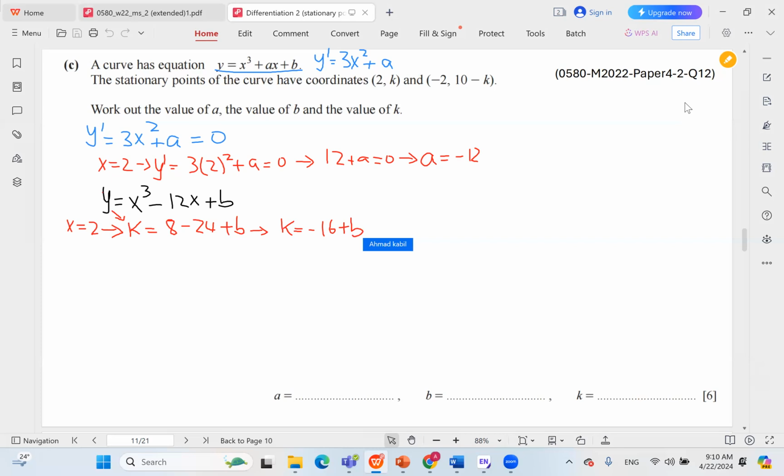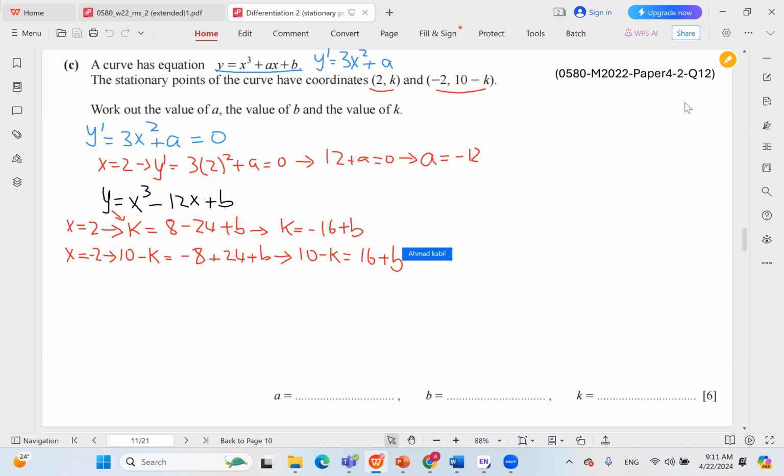And then for the second point, we are going to plug in x equals negative 2, and the y will be 10 minus k. I'm using the coordinates of the given points here. So this was the first point, and this is the second point. So 10 minus k equals, and then we plug x as -2, so we get -8 plus 24 plus b. So 10 minus k equals positive 16 plus b.